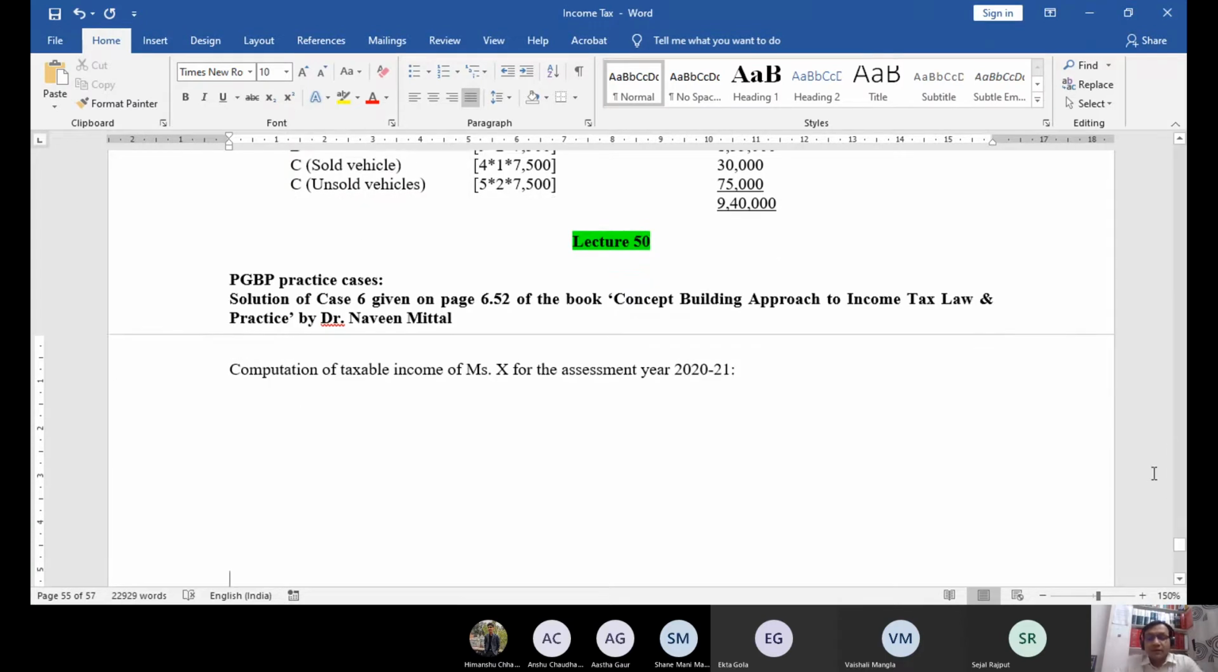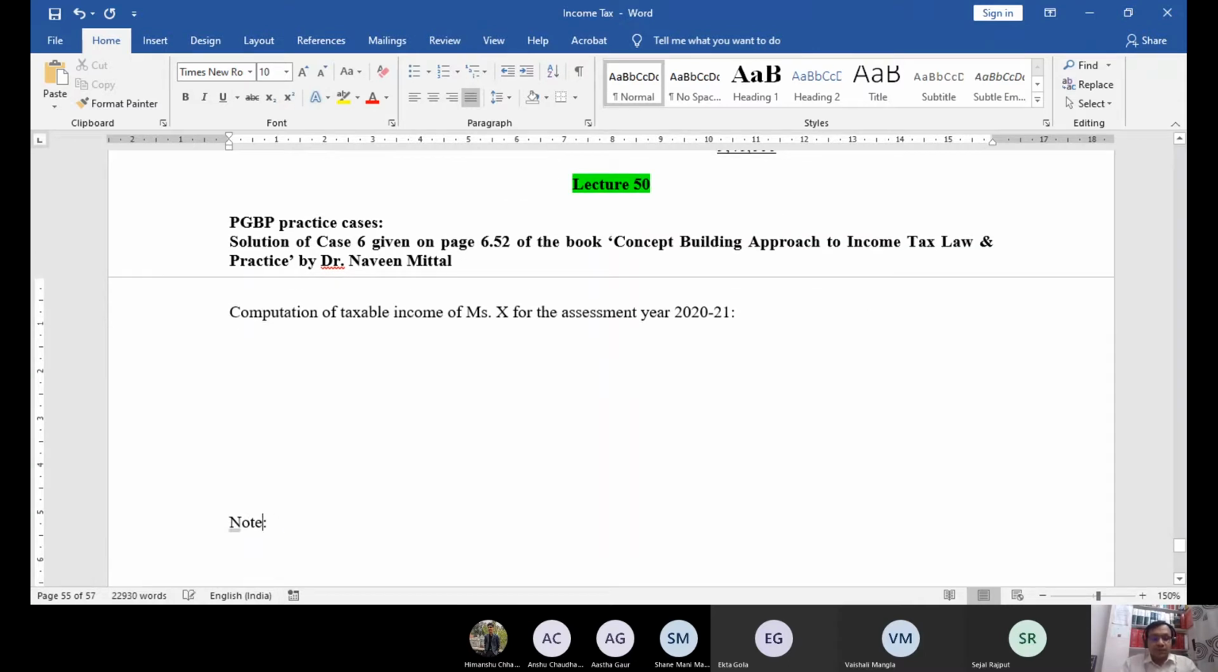Why? Because in this question PGBP can be computed in two different ways. First, applying the normal provisions, and second, applying the provisions of section 44AD. Because if you remember in this question, the assessee is a resident individual and the turnover does not exceed 2 crore rupees. So I will write note 1. Every question has to be checked. Computation of PGBP income as per the normal provisions.